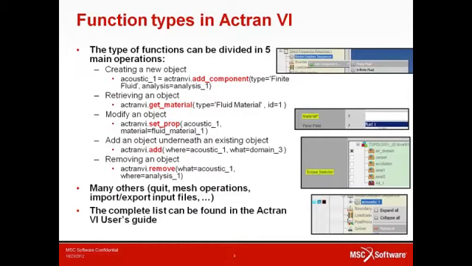Besides these basic functions, many other advanced functions are also available. For instance, functions to close the graphical user interface, import or export Actran input files or meshes, perform some meshing operations, modify the interpolation order of a particular mesh, create local microphones, exporting an image or animation of the render window, among others. All these available functions are listed within the Actran VI User's Guide.